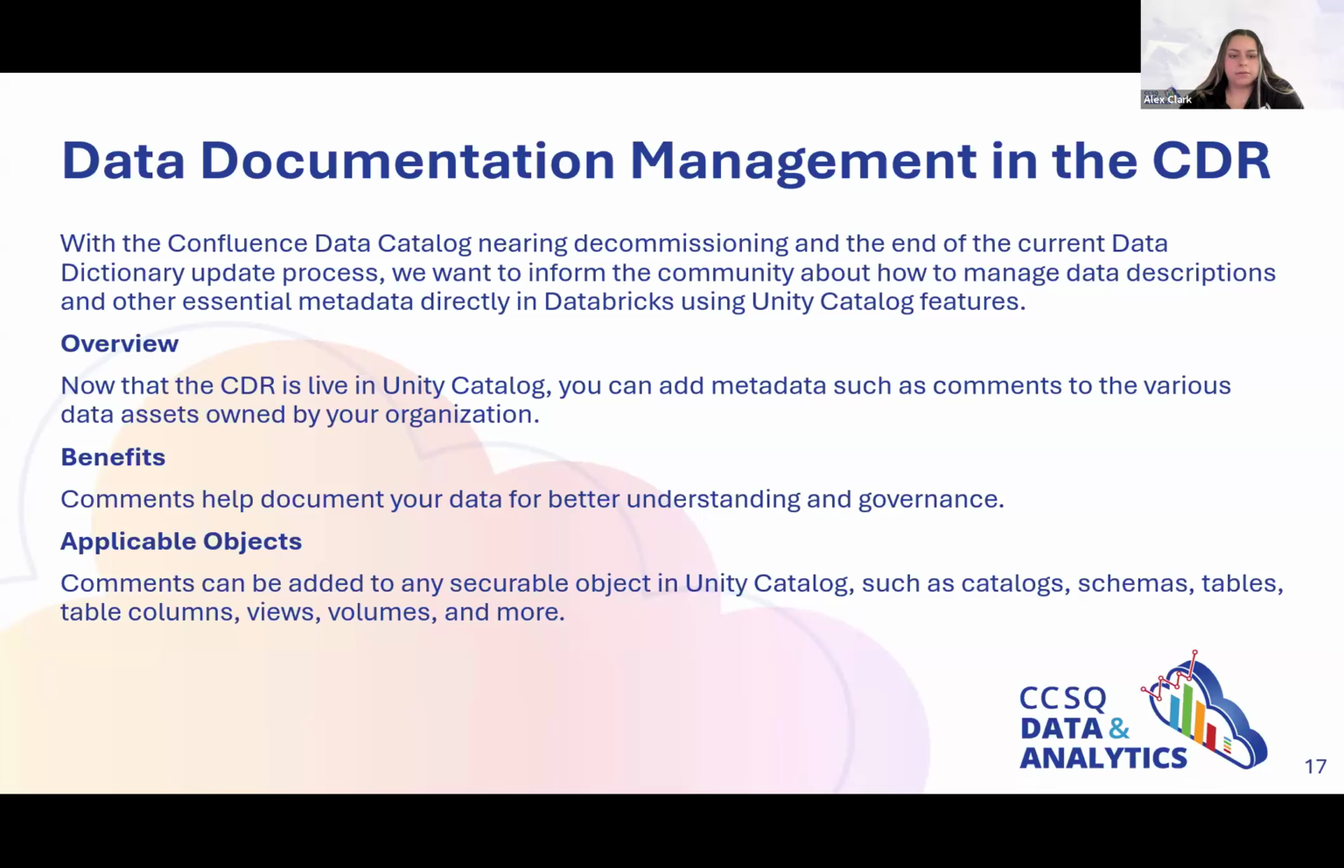So some applicable objects here. Metadata can be added in Databricks Unity Catalog to catalog, schemas, tables, columns, etc. The most important one for our purposes and our day-to-day work is going to be those schema, table, and column level descriptions. A lot of that information is what users currently find in those data dictionary files available in Confluence. We can jump to the next slide.